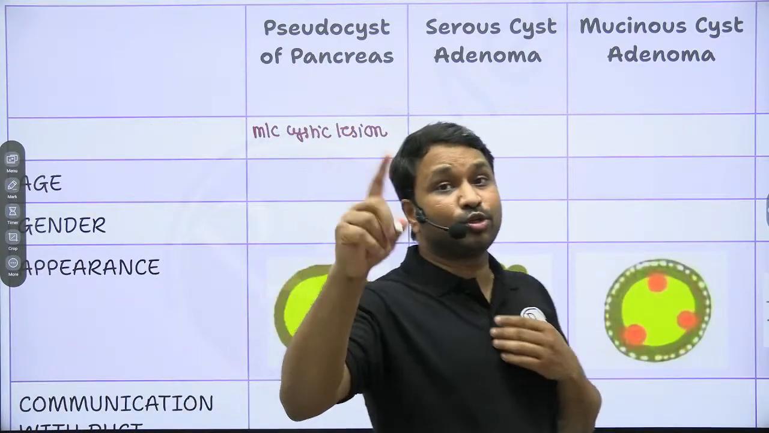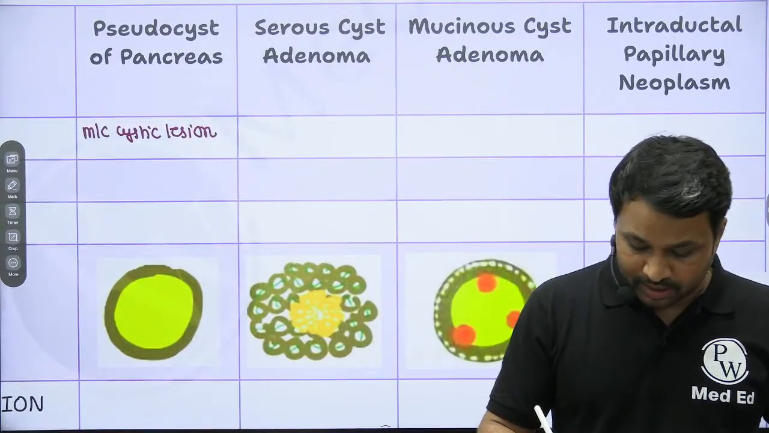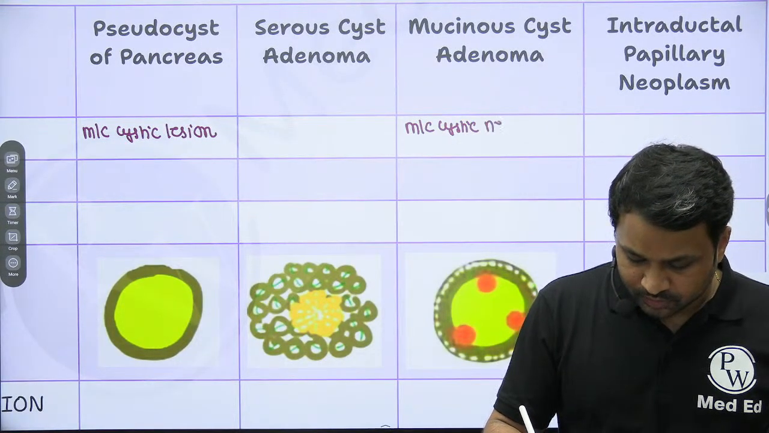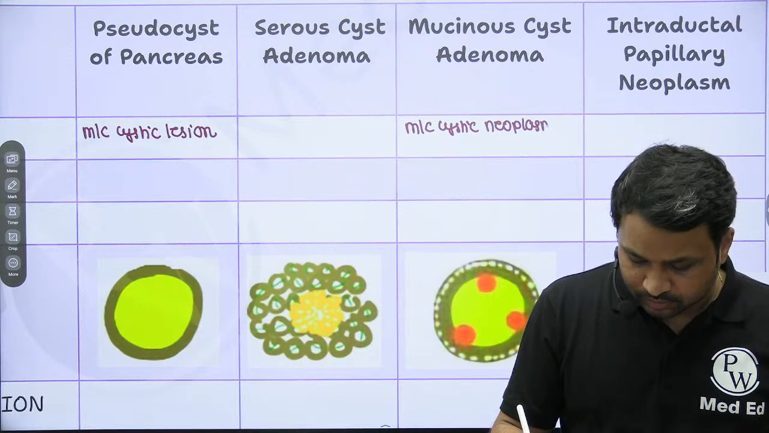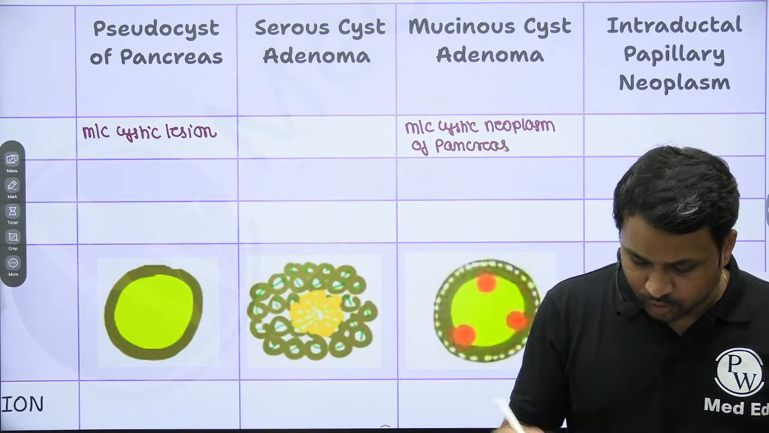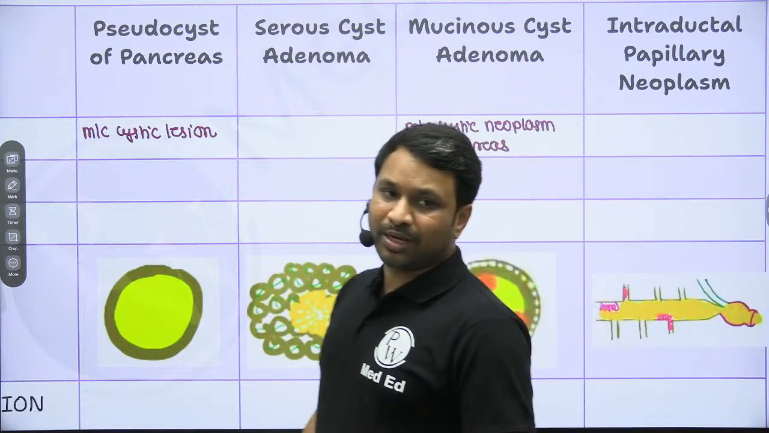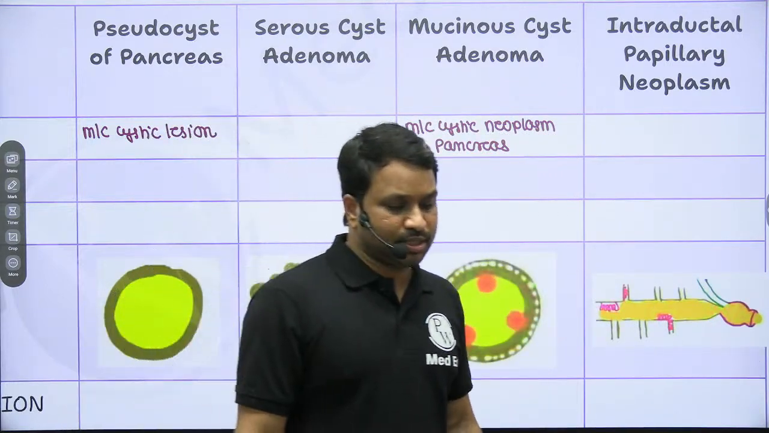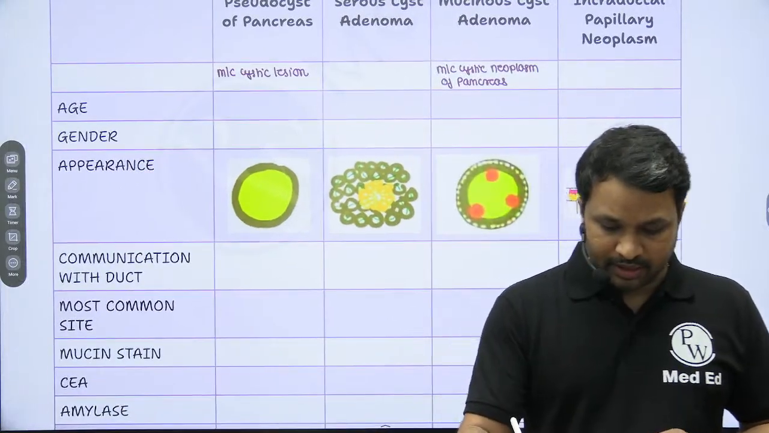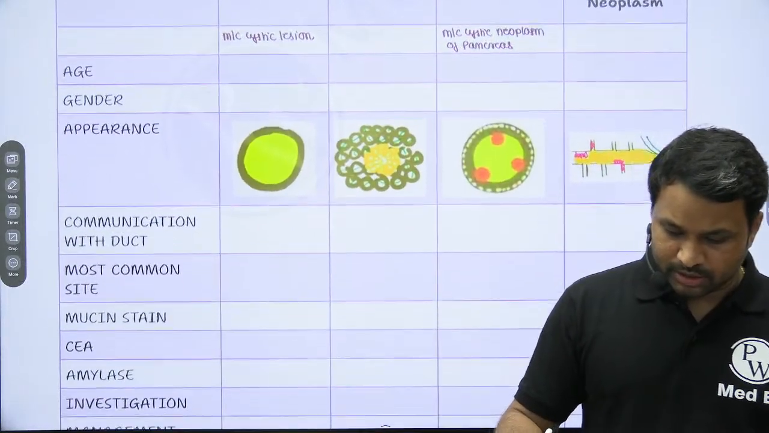If I say what is the most common cystic neoplasm of the pancreas, remember, the most common cystic neoplasm of the pancreas is the mucinous cyst adenoma. It is a mucinous cyst adenoma. Okay. So when you look at the comparator data, let's quickly talk about what is to be anticipated.